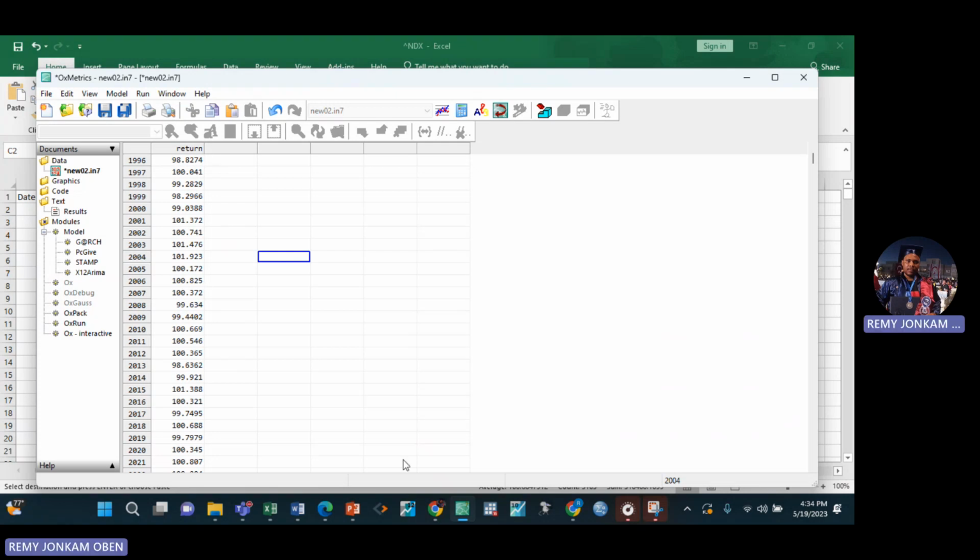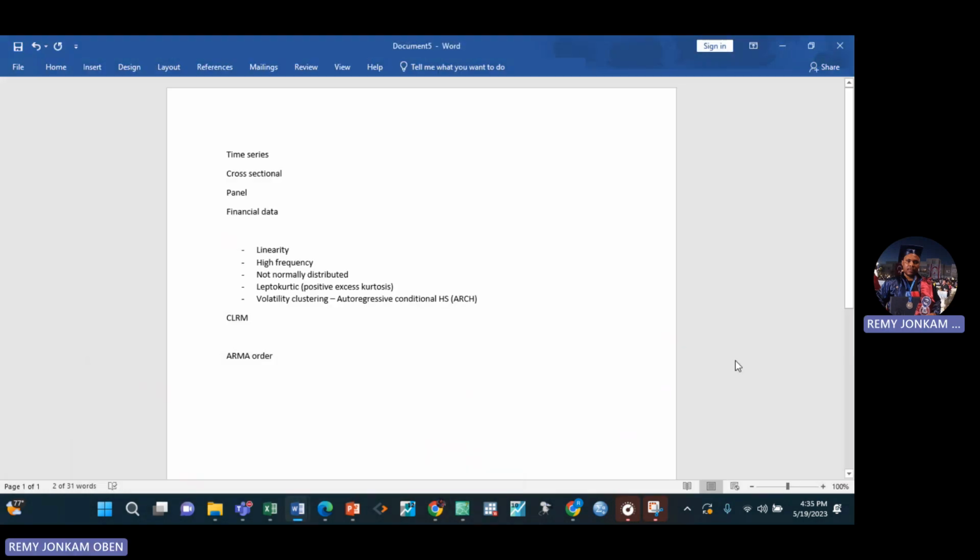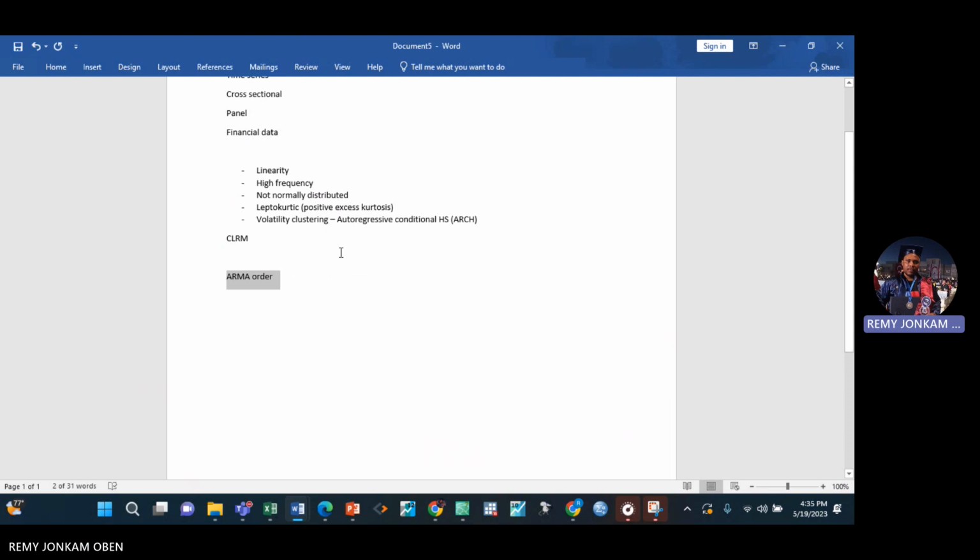Now the first thing we'll do is check the properties of this data, because it is the properties of this data that will tell us what method to use. It will tell us if we can model it with traditional time series methods or if we can use the Garch-type methods. Typically, with high frequency financial data, we expect it to be leptokurtic. You know what it means, but I'll still tell you. We expect it not to be normally distributed.